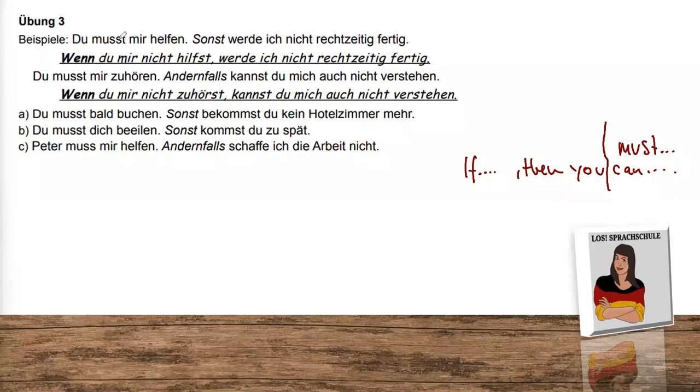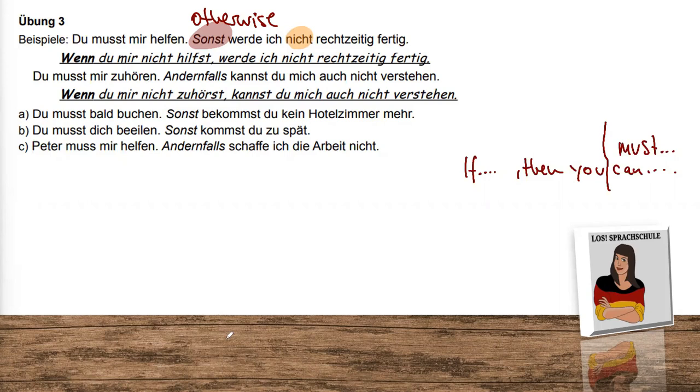Let's see. Du musst mir helfen, sonst werde ich nicht rechtzeitig fertig. The first one means you have to help me. Sonst, an important word. Otherwise, I will not get ready on time. Rechtzeitig, on time. So you must help me. Otherwise, I will not be ready on time. And here we have, of course, a negative thing because of the otherwise. If you don't help me, I won't.